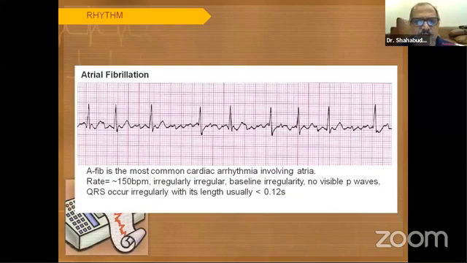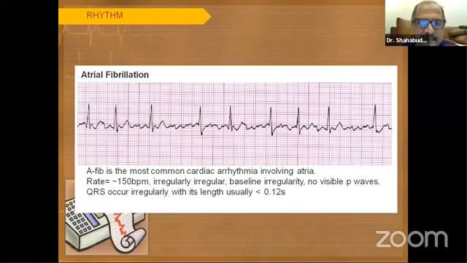This is atrial fibrillation, the most common question for undergraduate students that comes in examination. What is the diagnosis? How will you confirm it? What is the management? How will you calculate the rate, heartbeat, everything?